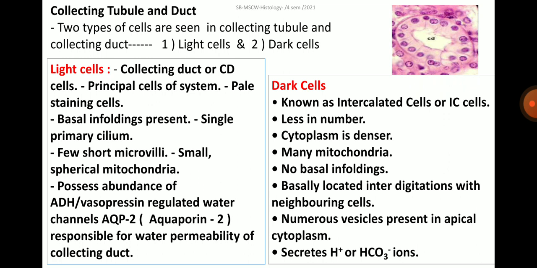While the dark cells, also known as intercalated cells, are lesser in number and their cytoplasm is denser and they have many mitochondria and no basal enfoldings. Basally, they show interdigitations with neighboring cells and they have numerous vesicles present in the apical cytoplasm. The function of these dark cells is to secrete hydrogen ions or bicarbonate ions.